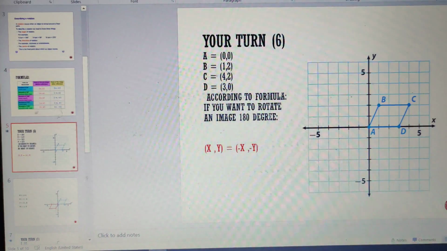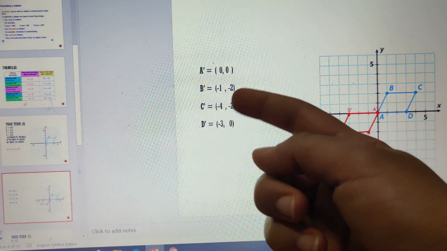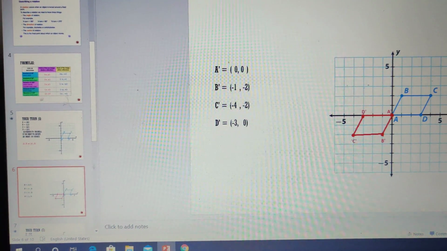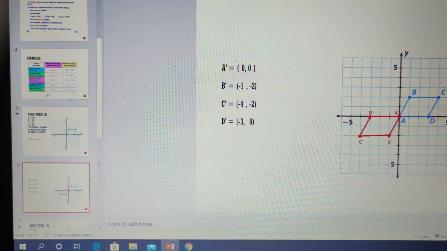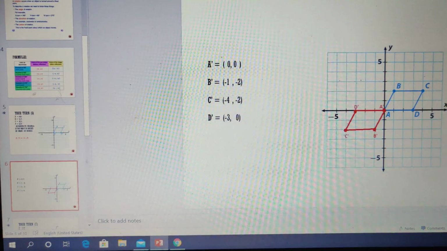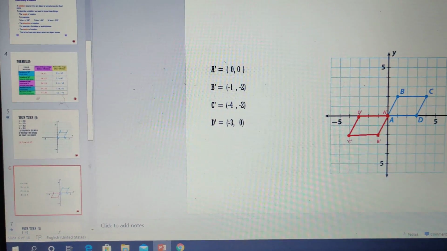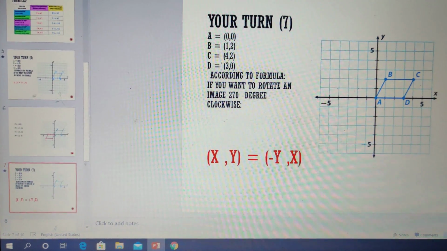The B will be here. I used the formula to make the rotation. B became -1, -2. C became -4, -2, and D became -3 and 0. Now when we write these coordinates, we will just put these points on the graph and we will get our rotation. Now we have your turn 7.